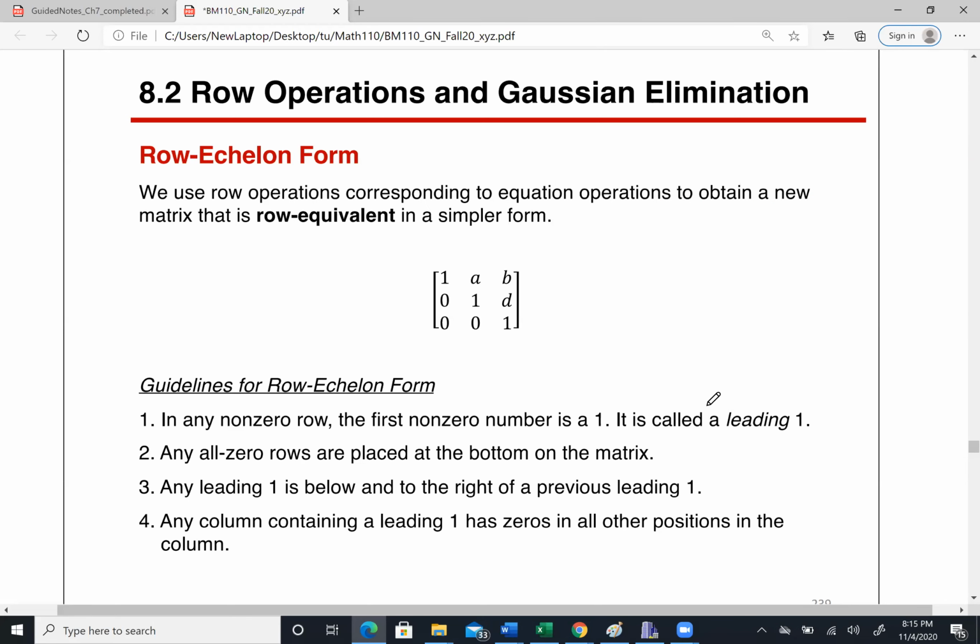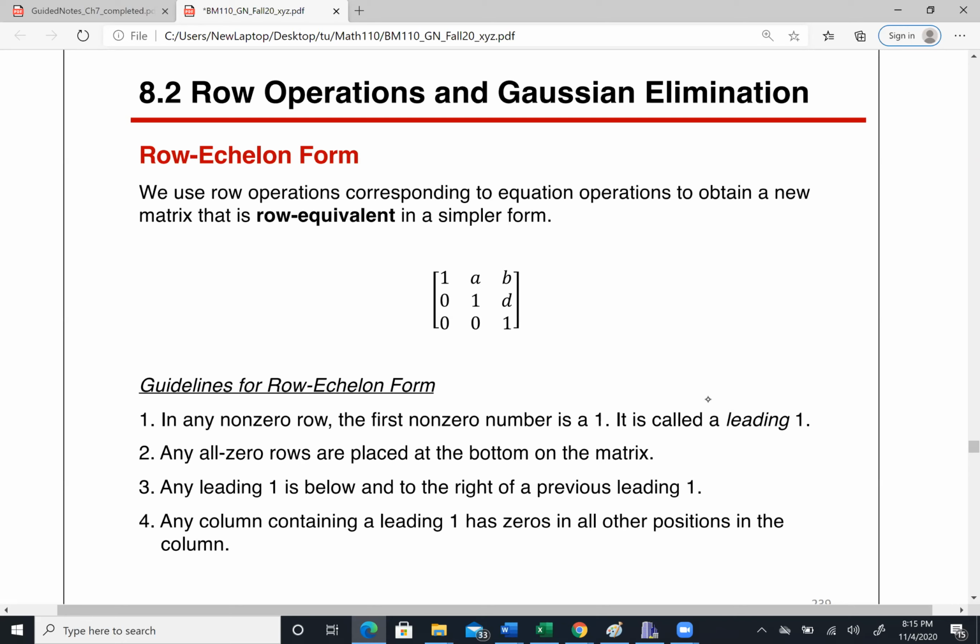Okay, I come back with 8.2 row operation and Gaussian elimination. So let's talk about row echelon form. We use row operations corresponding to equation operation to obtain a new matrix that is row equivalent and simpler form.